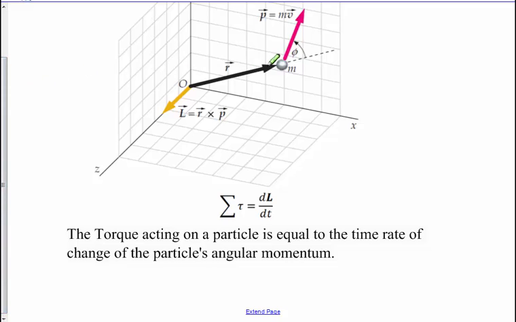Now if torque is being applied to the system, things will change because the torque acting on a particle is equal to the time rate of change of the particle's angular momentum. So if a torque is being applied, then you will see a change in the angular momentum of that particular system.